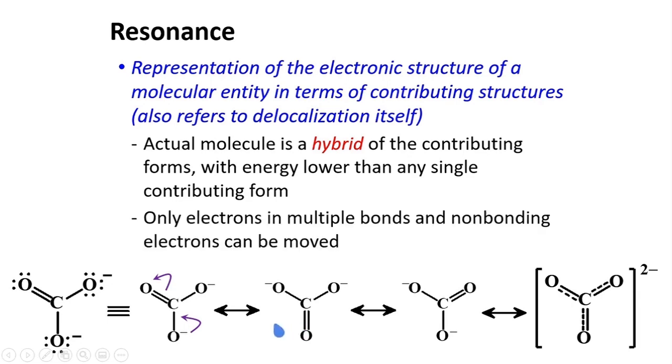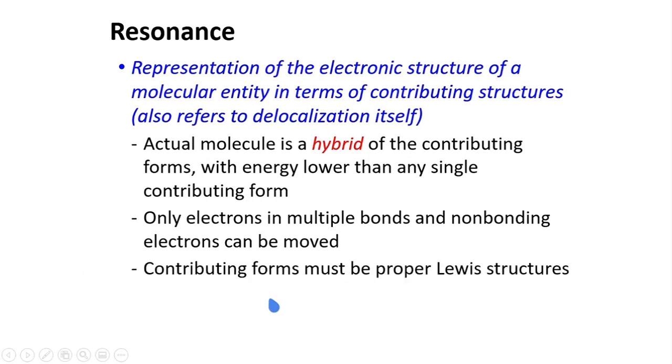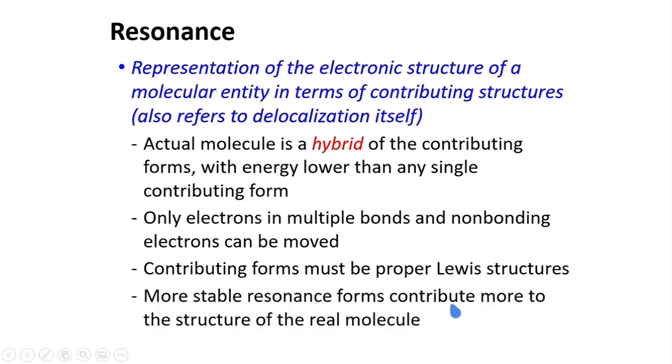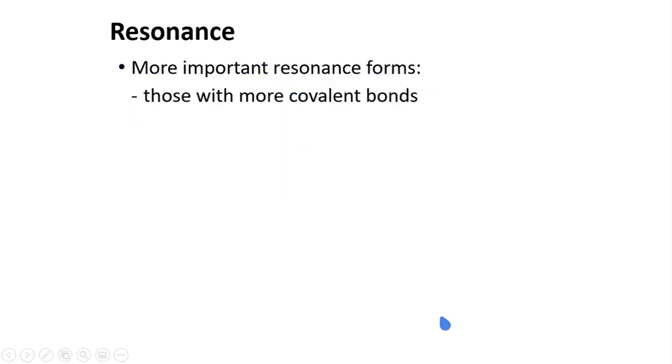In making resonance structures, only electrons of multiple bonds, such as double bonds, and non-bonding electrons can be moved. For example, the non-bonding electrons here in oxygen. Contributing forms must be proper Lewis structures, and more stable resonance forms contribute more to the structure of the real molecule. What are the more stable resonance forms? The most important resonance forms are those with more covalent bonds.